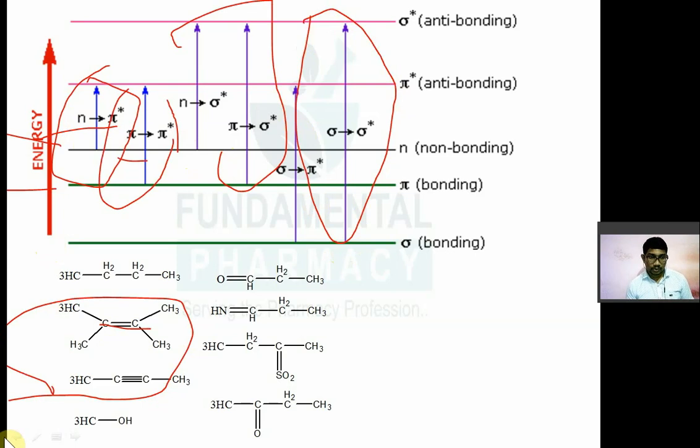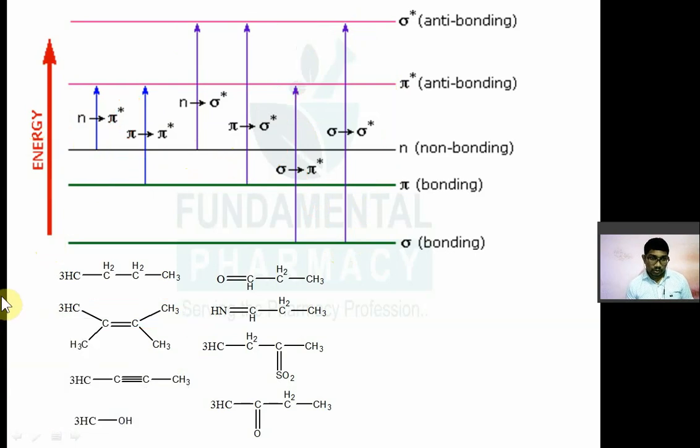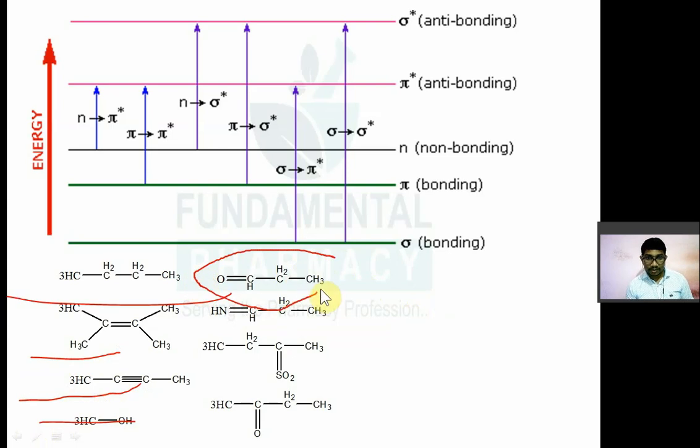तो देखो इस कंपाउंड में सिर्फ सिग्मा बॉन्ड्स हैं, सेकंड कंपाउंड में पाई बॉन्ड और सिग्मा बॉन्ड हैं, थर्ड कंपाउंड में भी पाई बॉन्ड्स और सिग्मा बॉन्ड्स हैं। फोर्थ कंपाउंड में यहाँ पे नॉन बॉन्डिंग इलेक्ट्रॉन्स हैं। ये कार्बोनिल कंपाउंड है, तो इसमें n to pi star ट्रांजिशन भी आएगा। इसमें भी लोन पेयर ऑफ इलेक्ट्रॉन हैं, सल्फर ऑक्सीजन के ऊपर n टाइप ऑफ इलेक्ट्रॉन्स होते हैं.